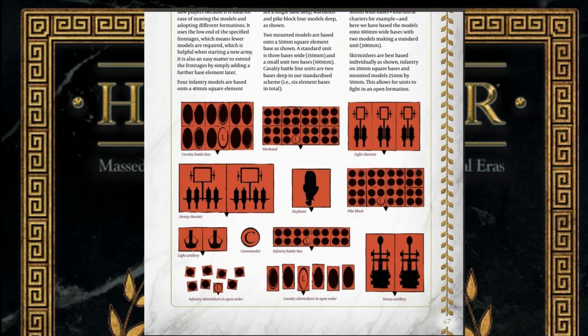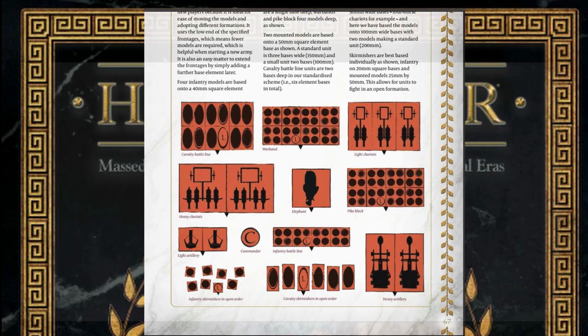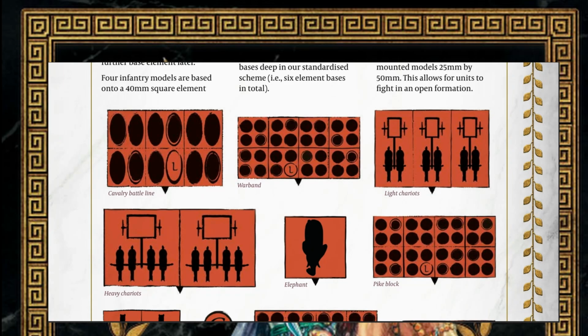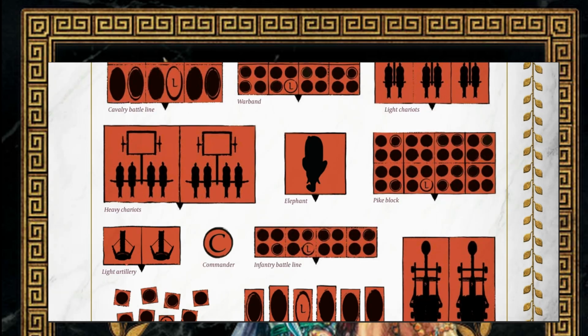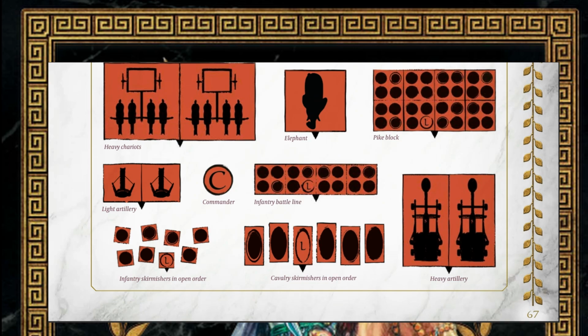Now, this is a very nice new addition, this basing system that's very clear. Let's zoom in a bit. You can see how the authors portray the different basing: pike blocks, as you can see, cavalry, battle line, warband, heavy chariots, elephants, a normal infantry line, artillery, cavalry and skirmishers. All these are portrayed brilliantly in the book. And this is actually a new addition with this sketch.